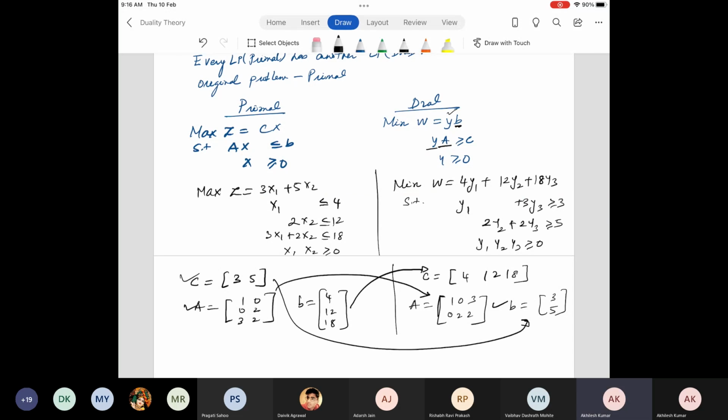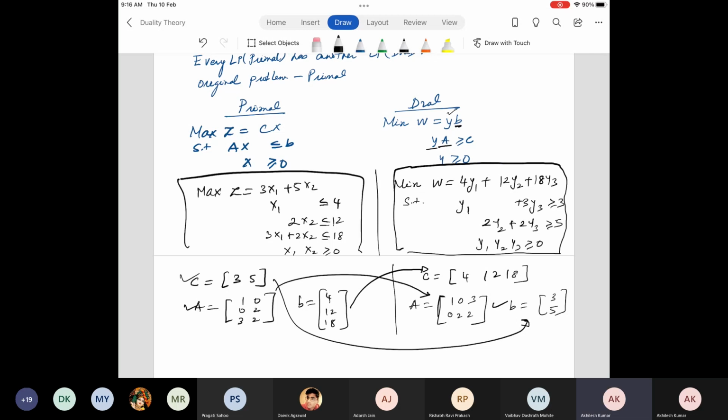Now suppose I say, when we look at a problem, can we say whether it is a primal or dual? Suppose I have given you this problem. Is it a primal problem or a dual problem? Since I'm saying this is the primal problem, find the dual problem. But if some formulation is given to you, can you say it is a primal problem or dual problem? Are you understanding my question?